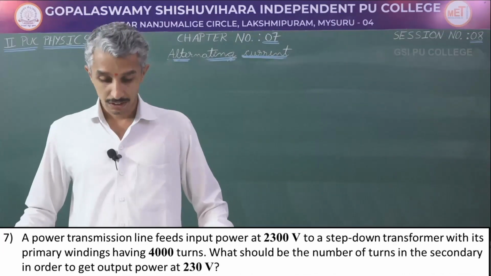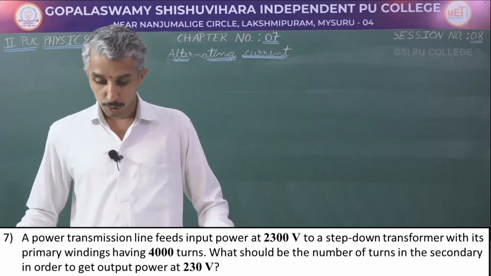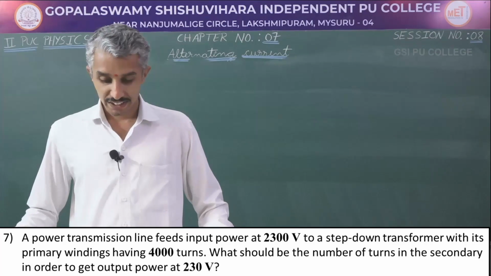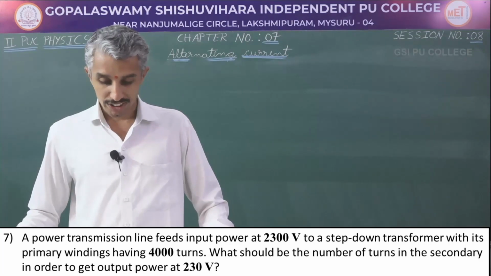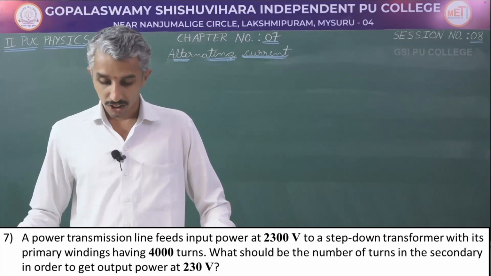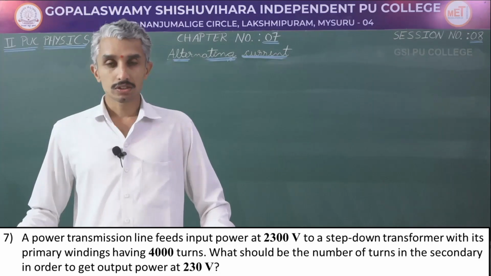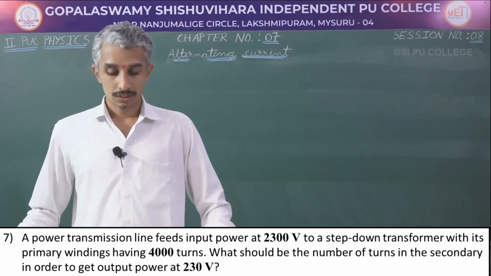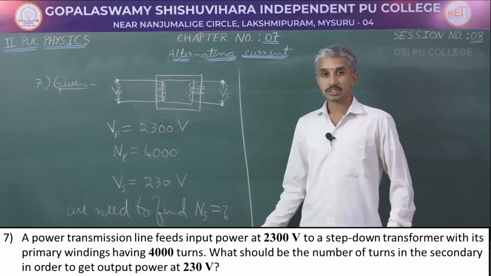Here is the next numerical. A power transmission line feeds input power at 2300 volt to a step down transformer with its primary windings having 4000 turns. What should be the number of turns in the secondary in order to get output power at 230 volt? So, this is related to transformers. It is a very simple numerical. So, let us begin.